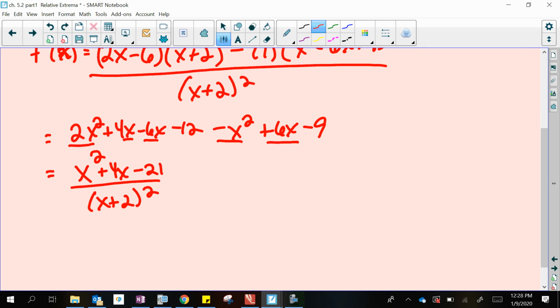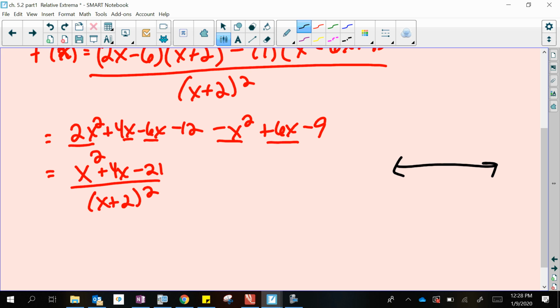Okay, so now when we look at what we have to add on our, I keep wanting to call it a timeline, on our number line, what would make the denominator 0? Negative 2, but it also makes the original function undefined, right? So it cannot be a min or a max. So we don't have to put that on our number line, okay?